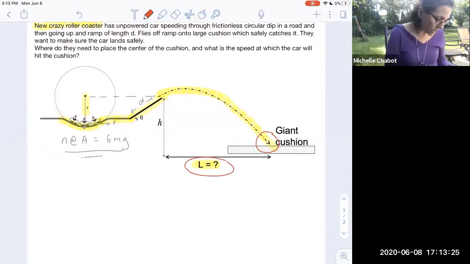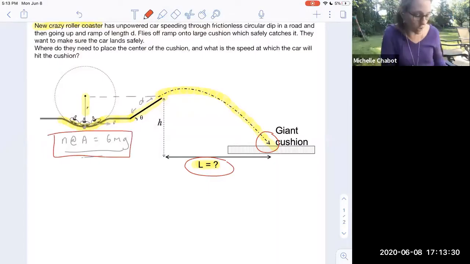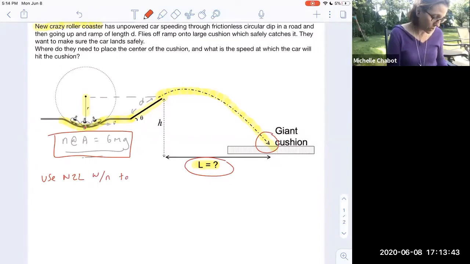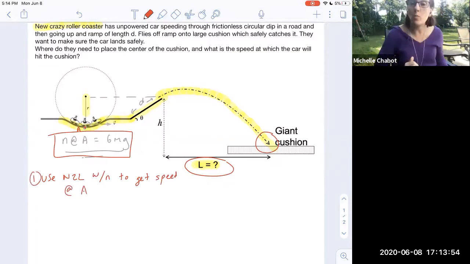Okay, so we have to then think about how we're going to go about solving this. We are given the normal force at a particular location in a circle. So that means that we're going to use Newton's second law with the normal force to get the speed at point A. Let's call that step 1 so we can keep track of it.